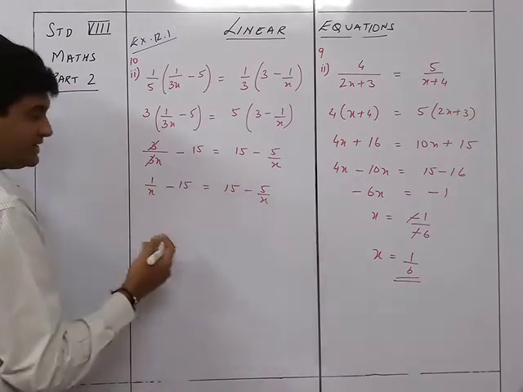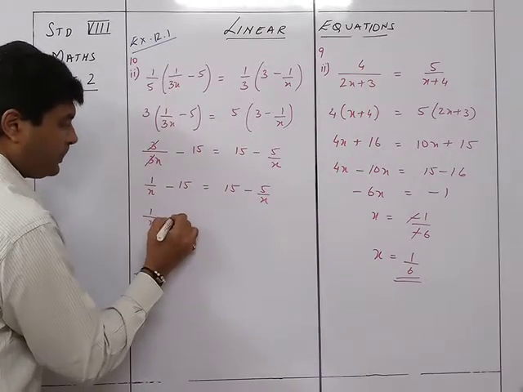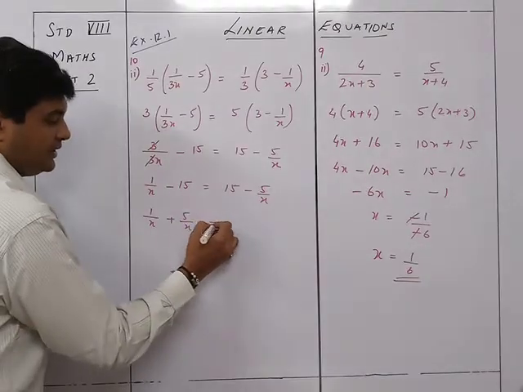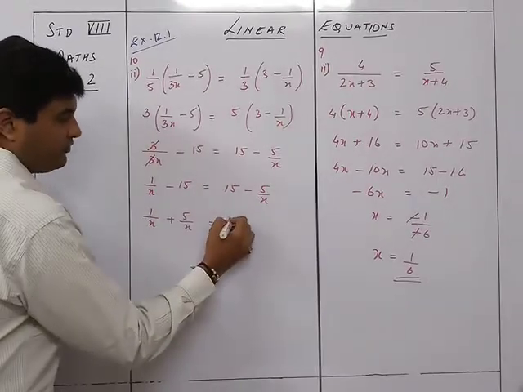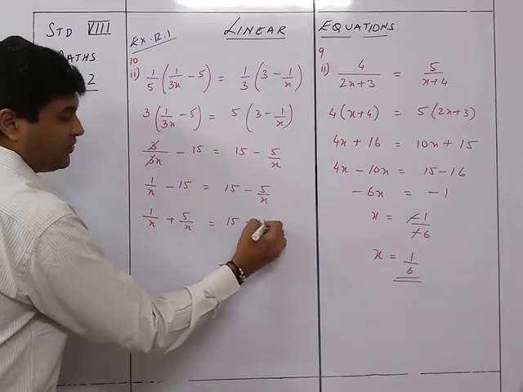Now bringing the x on one side, you get 1 upon x plus 5 upon x is equal to 15, minus 15 comes here to become plus 15.